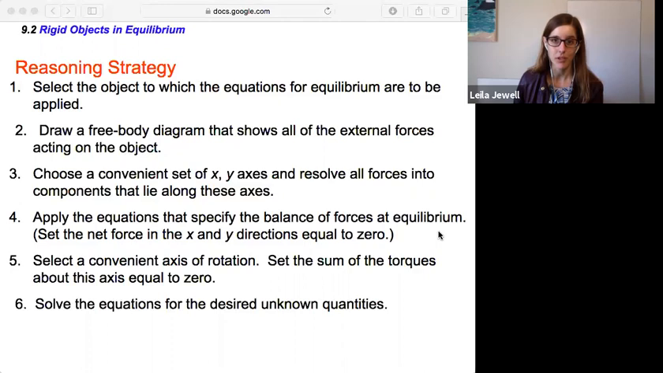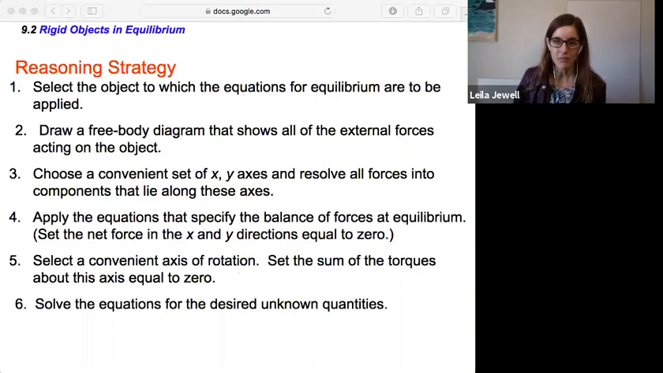Pretty straightforward. Where this is slightly different is with torques: we're going to select a convenient axis of rotation. If things are in static equilibrium, that means they aren't necessarily rotating, so we don't have a fixed axis of rotation like we did with the door hinge. That means we can choose our axis of rotation, and there will be choices that make more sense than others. Once we've chosen that axis of rotation, then we can set the sum of the torques about that axis equal to 0. Finally, solve the equations for the desired unknown quantities.